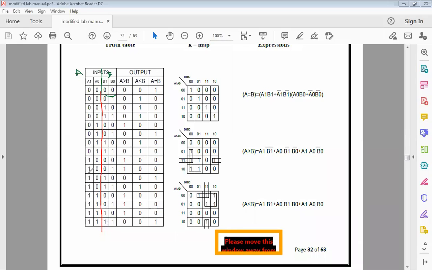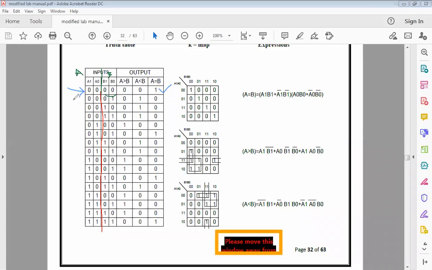The same concept applies here, wherein we'll be looking at the values in individual rows. So at this row you have 0 0 for A, and for B1 and B0 also you have 0 0, which means it satisfies A is equal to B, right?